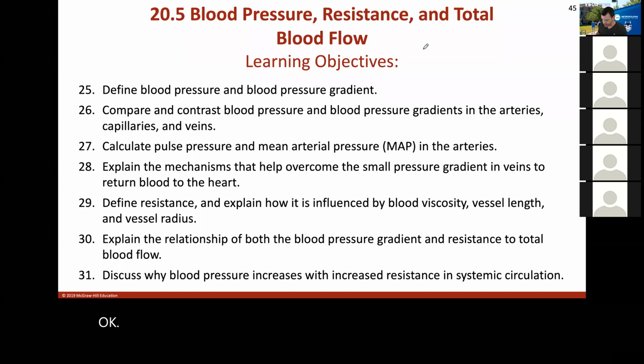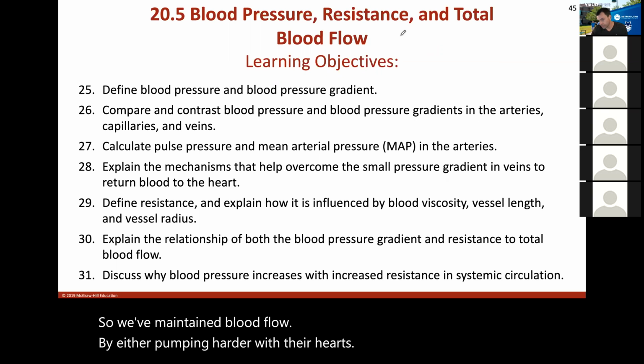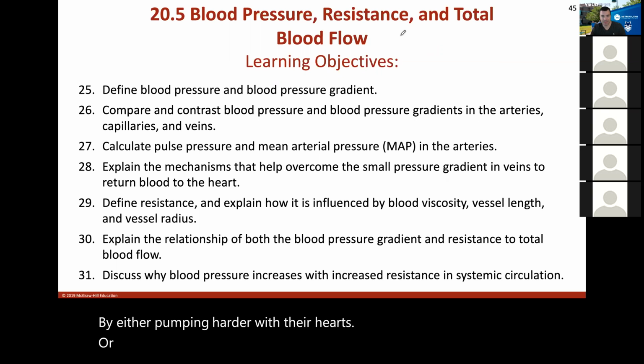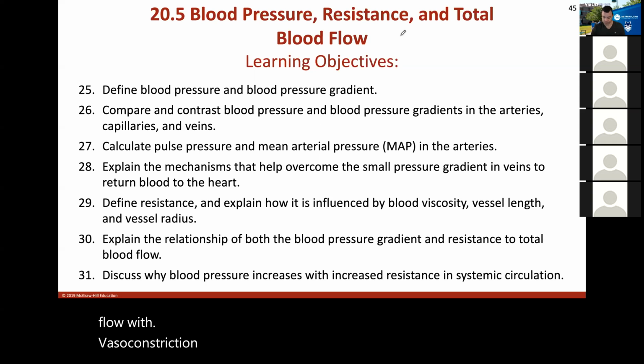So we've maintained blood flow, either by pumping harder with the heart, or, in terms of what we talked about today, maintaining constant blood flow with vasoconstriction. This leads us into blood pressure.